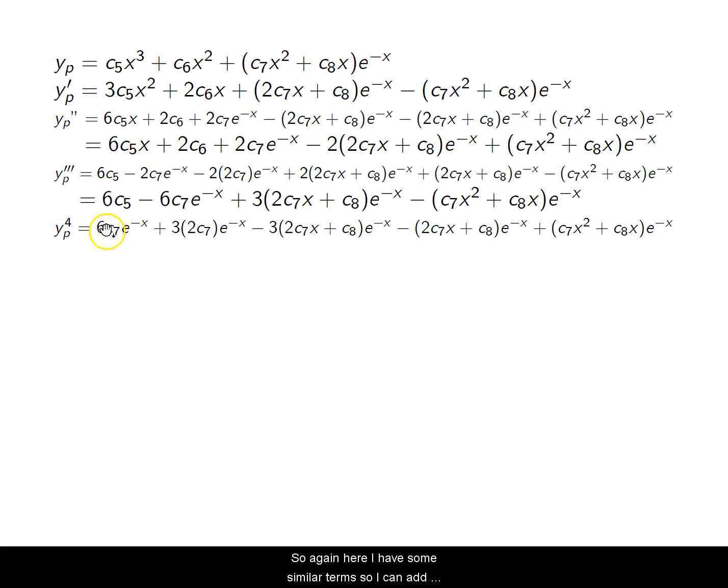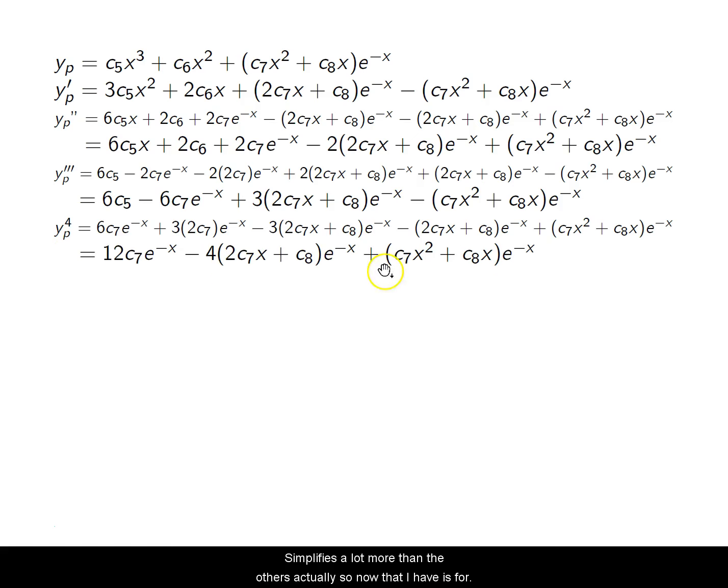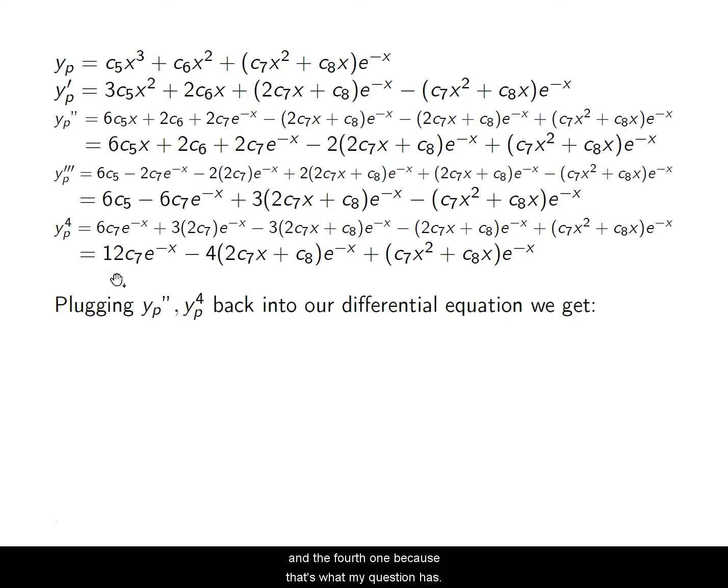So again, here I have some similar terms. Okay, so I can add those together. And then I also have 2 more like terms here. So y to the fourth derivative simplifies a lot more than the others actually. Okay, so now that I have the fourth, I can now substitute everything in, and the terrible thing here is I did all of this work, but I only need the second one and the fourth one because that's what my equation has. Right, so I just need these two.